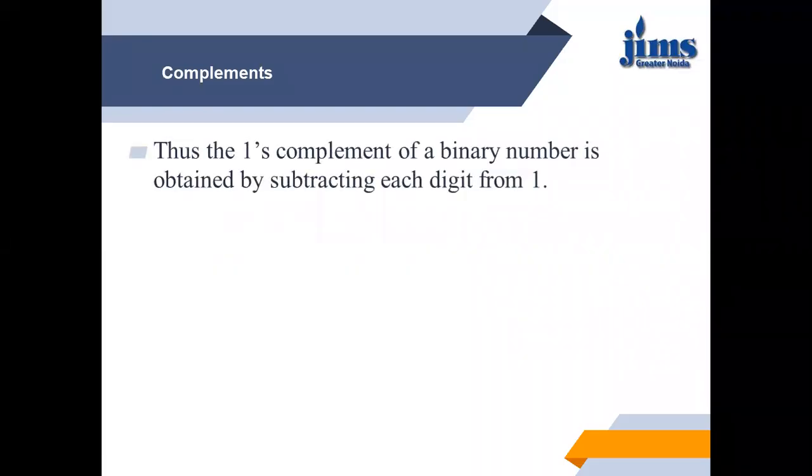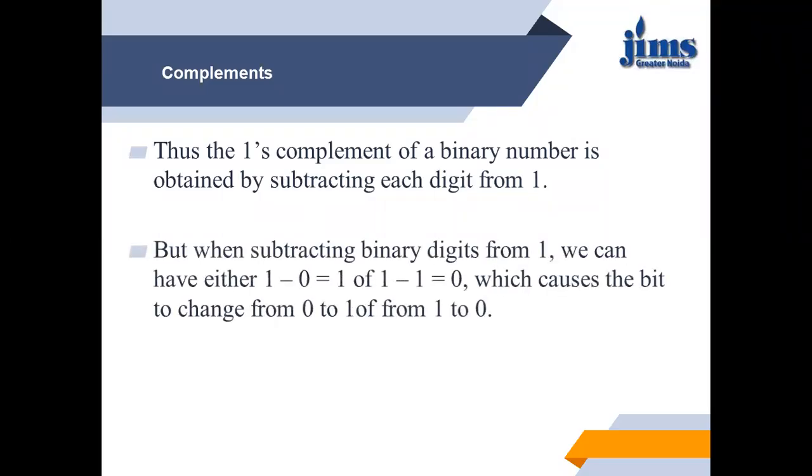Thus the ones complement of a binary number is obtained by subtracting each digit from 1. In the case of the nines complement, we were subtracting each digit from 9. In the case of the ones complement, we will subtract each digit from 1. But when subtracting a binary digit from 1, we can have two combinations, either 1 minus 0 or 1 minus 1. So 1 minus 0 is equal to 1, and 1 minus 1 is equal to 0, which causes the bits to change from 0 to 1 and 1 to 0.